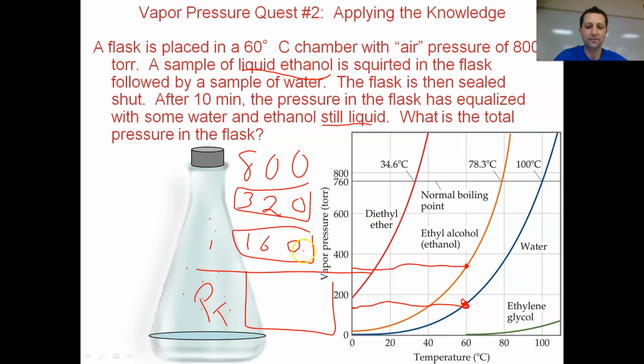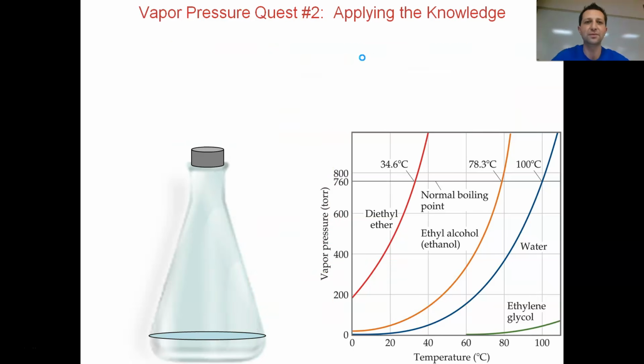Okay, add them up, and you get a total pressure of 1,280 torr. Okay, so it's just Dalton's law of partial pressures. Inside this flask here, this is a total mess now, but inside this flask, we have our air pressure, whatever that was. We have vapor ethanol, and we have water vapor, right, making up those three partial pressures to add up to 1,280 torr. Okay, not too bad.